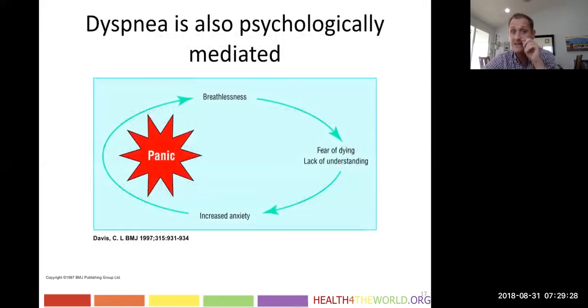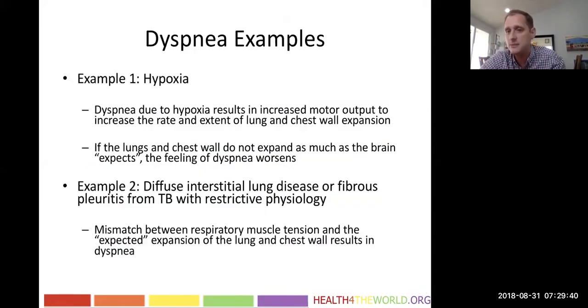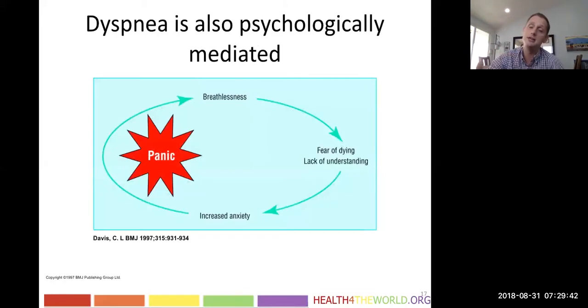The last piece to keep in mind is this can also be psychologically mediated. It doesn't mean someone who's anxious automatically will become dyspneic just because they're anxious. It means if someone already has a slight afferent-efferent mismatch, and then that ultimately goes through their central nervous system and they have some anxiety or they become panicked, that can then make the dyspnea worse.